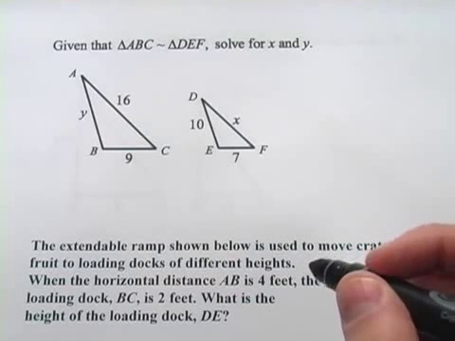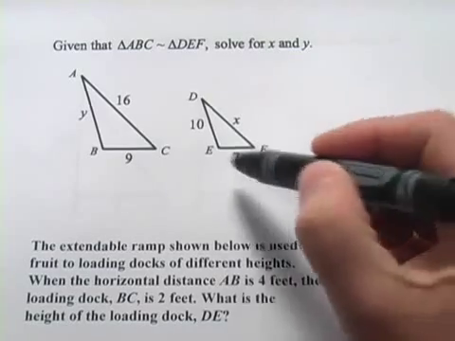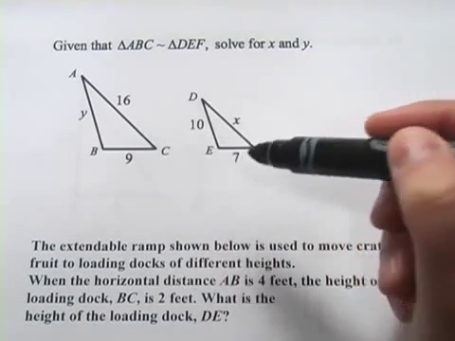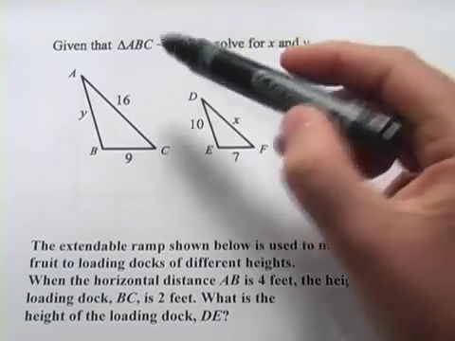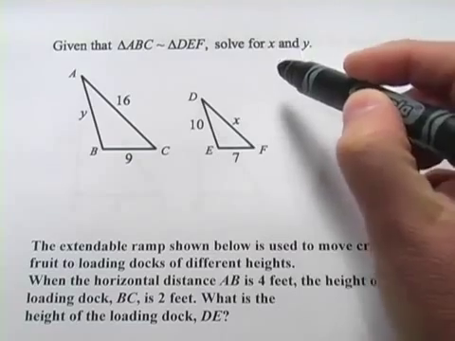Here we have some more problems with similar triangles. Remember, when triangles are similar, they're not the same size necessarily, but their sides are proportional to each other, and then all their angles are the same as well. It says, given that triangle ABC is similar to DEF, solve for x and y.